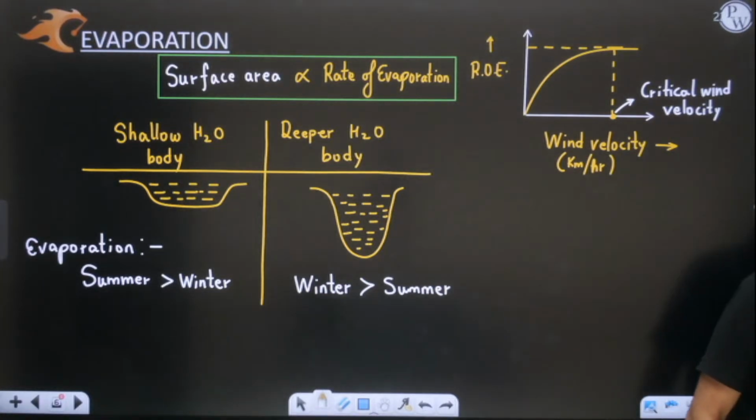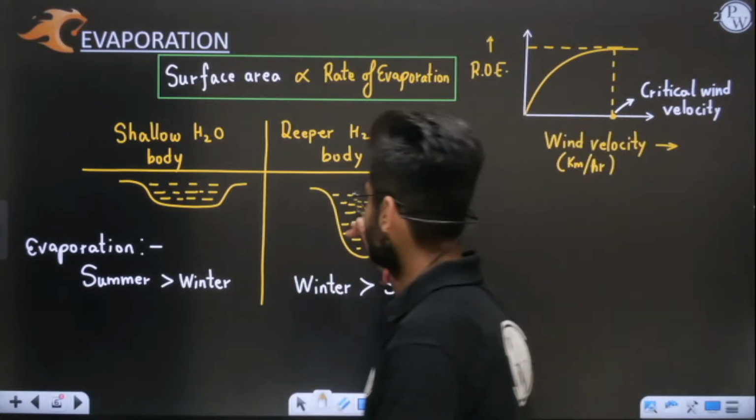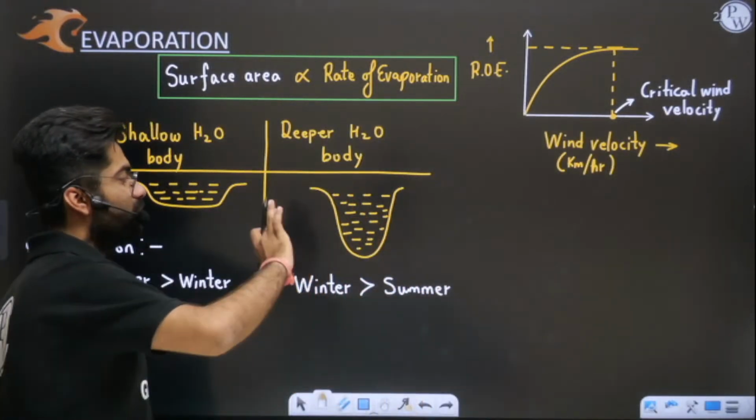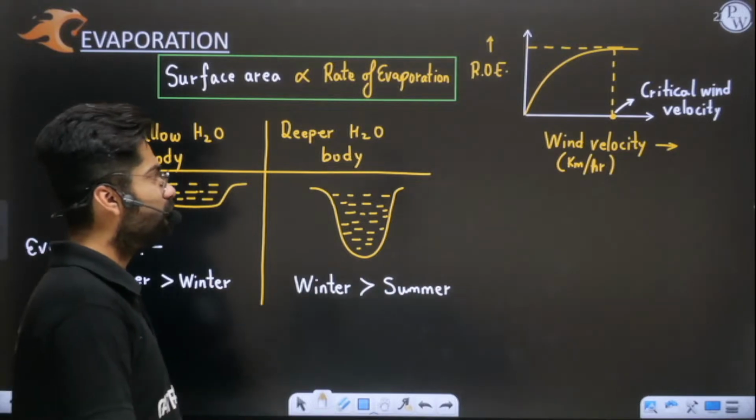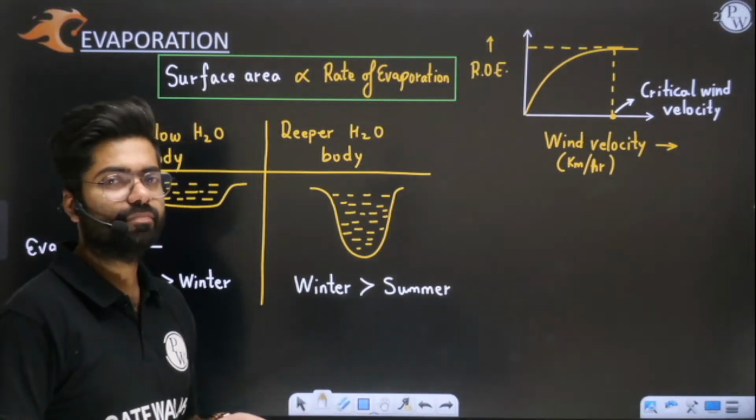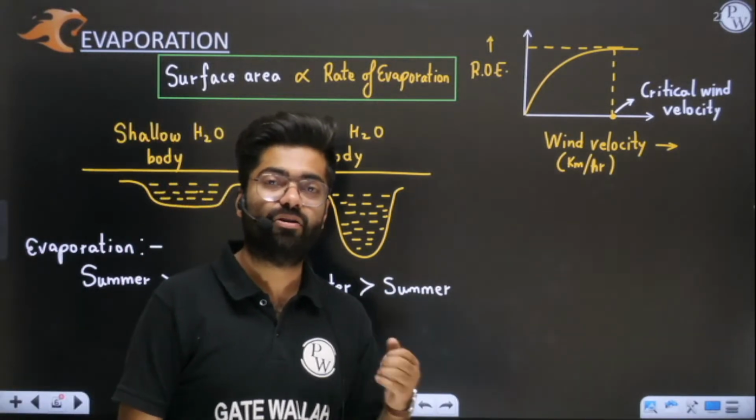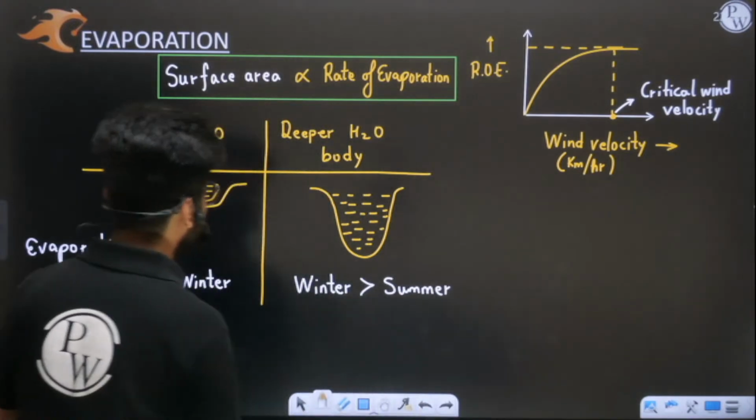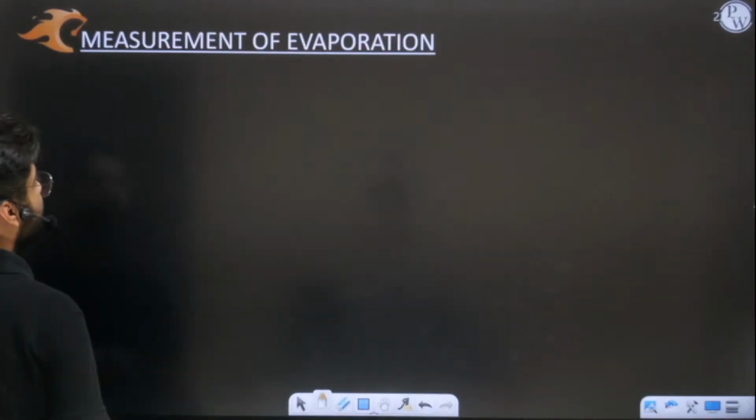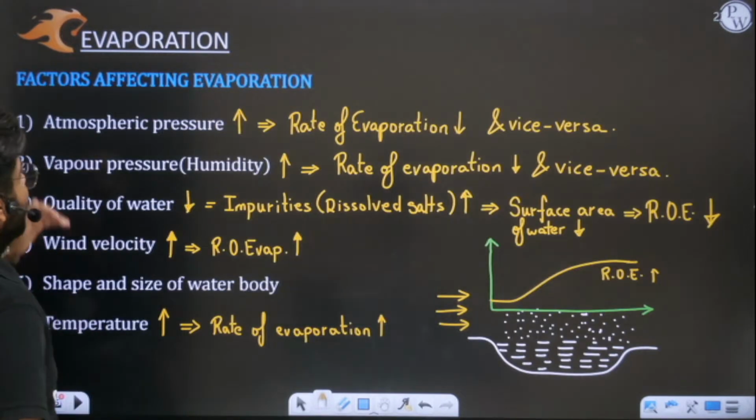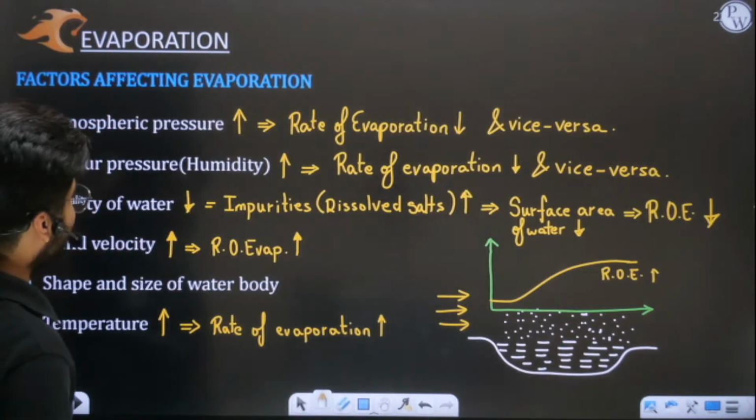Yes, Vishal, great. You have observed it. Whenever a deep water body is there in summers, you all know that water has a higher specific heat capacity. It absorbs too much heat in order to increase its temperature by 1 degree Celsius. That's why it is colder. Okay, so we are done with all the factors which affect evaporation.